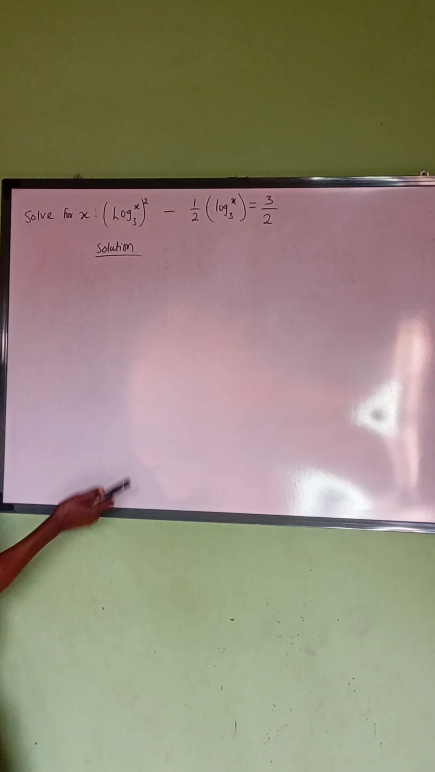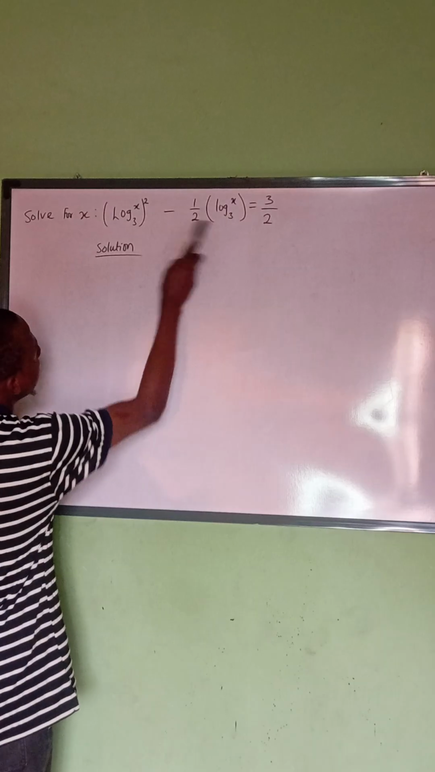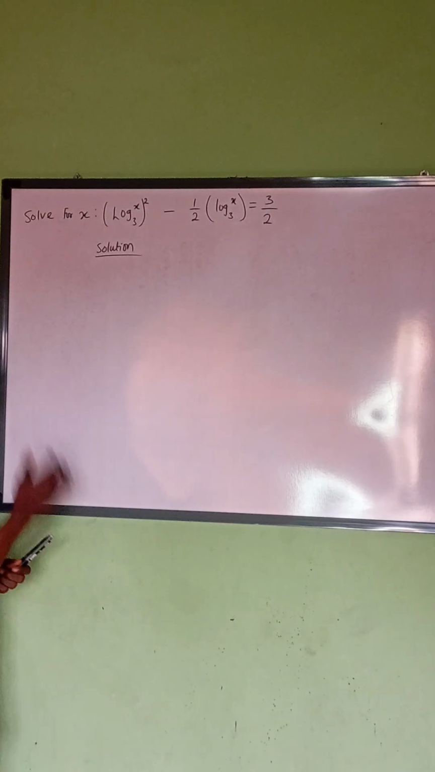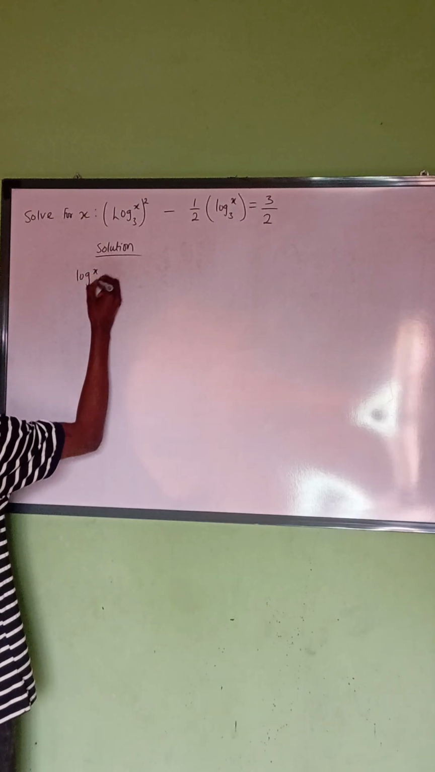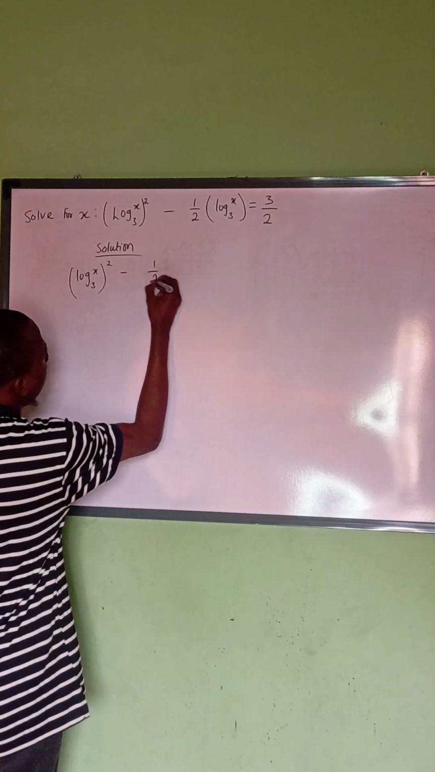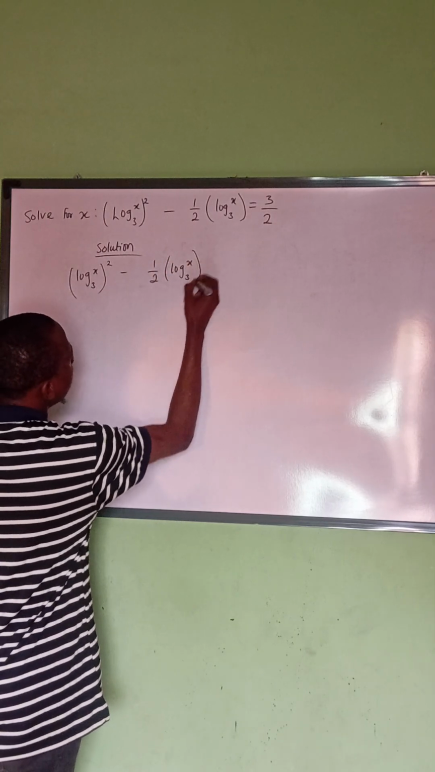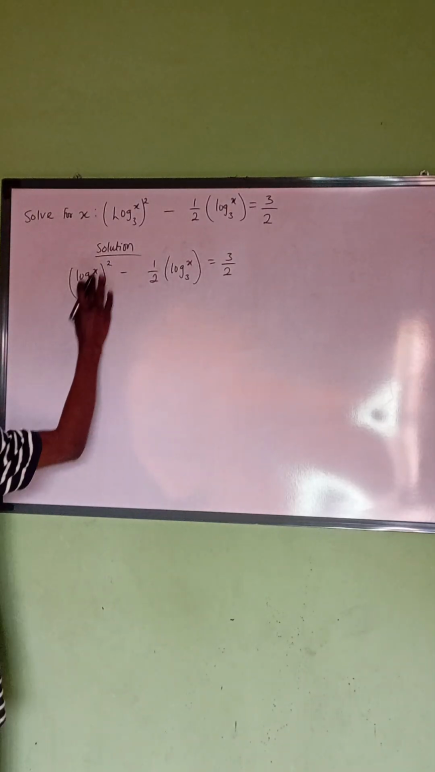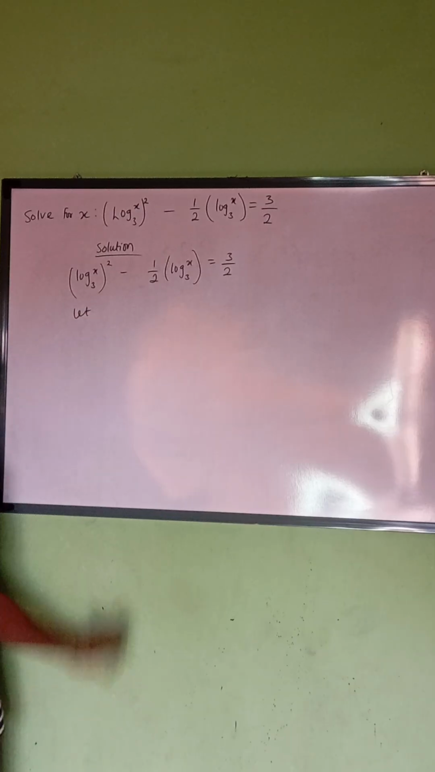Now, if you look at this logarithm very well, you can see that they have the common base, which is log x base 3. Now, how can we solve this type of logarithm? Follow me. We are given (log x base 3) all squared minus half log x base 3, which is equal to 3 over 2. Now, since we have the same logarithm here, let's represent it with a variable.